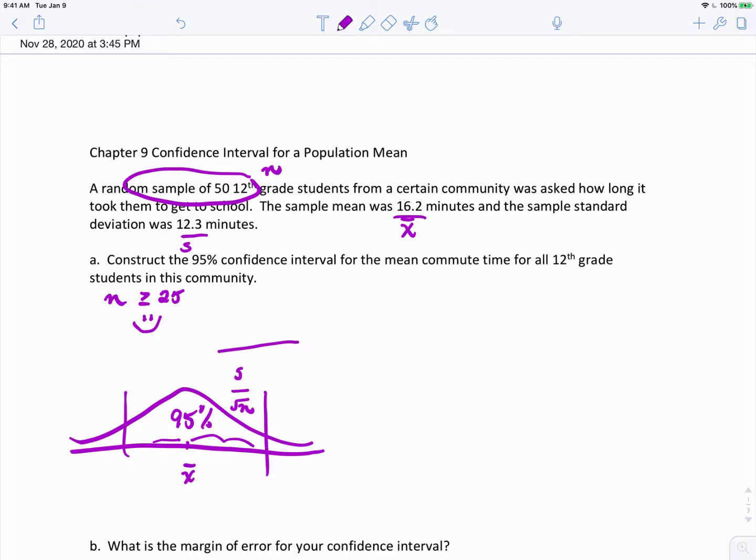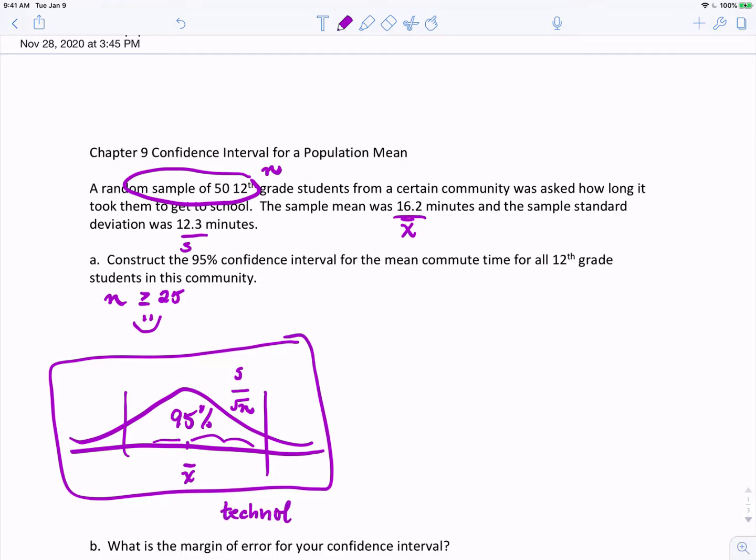All of this information we let technology do for us. Because if we're not going to use technology, we would have to learn how to use and interpret a t-table, because this distribution, while it looks like a normal distribution, is really something called the t-distribution, which you read about in the reading and also in the guided notes that I provided. So that's just the background. In practicality, what we do is we use technology.